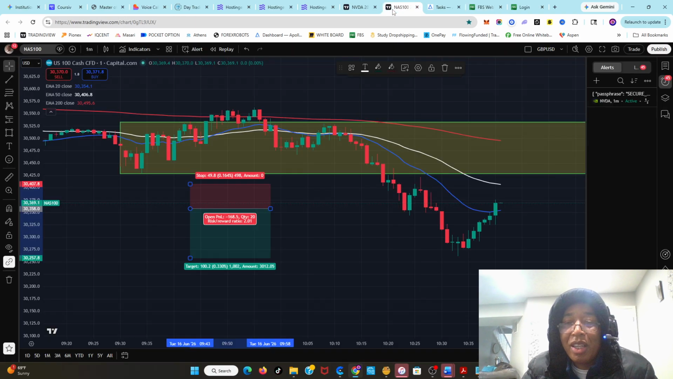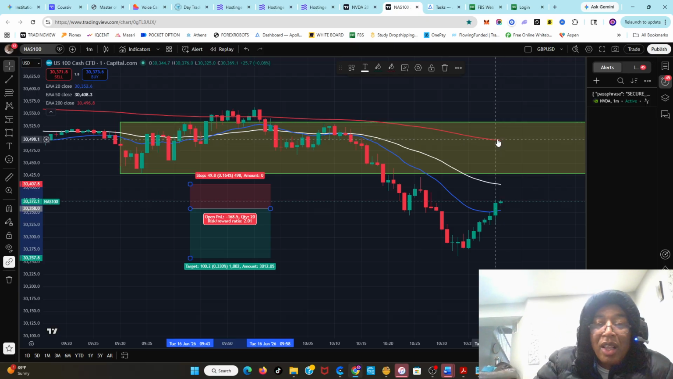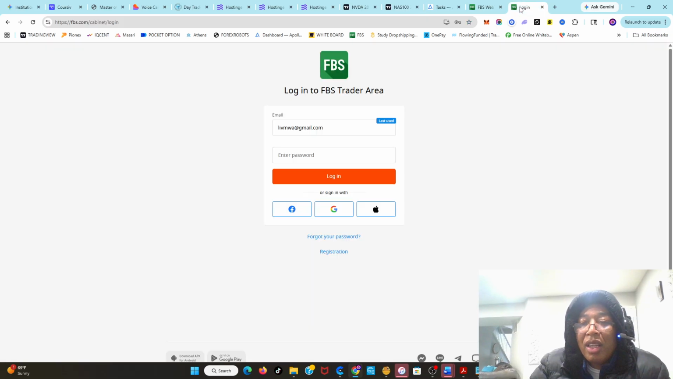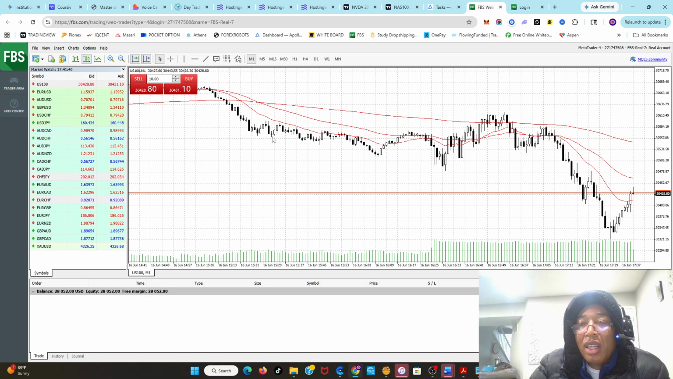Okay, so that's the end of the story there. It came back and it hit us. It's coming back here. So that's what's happening. This was a reversal. So if you want to trade the reversal, you can trade the reversal. Very risky though.